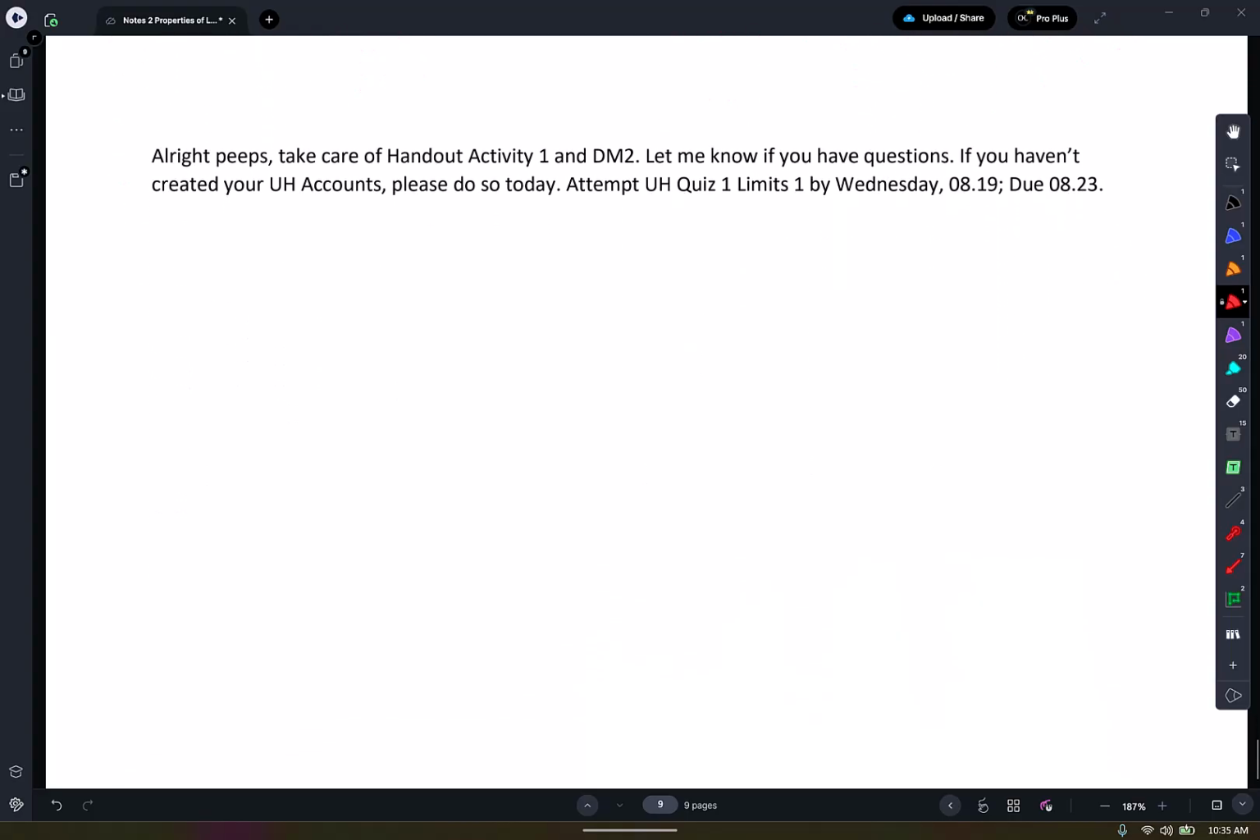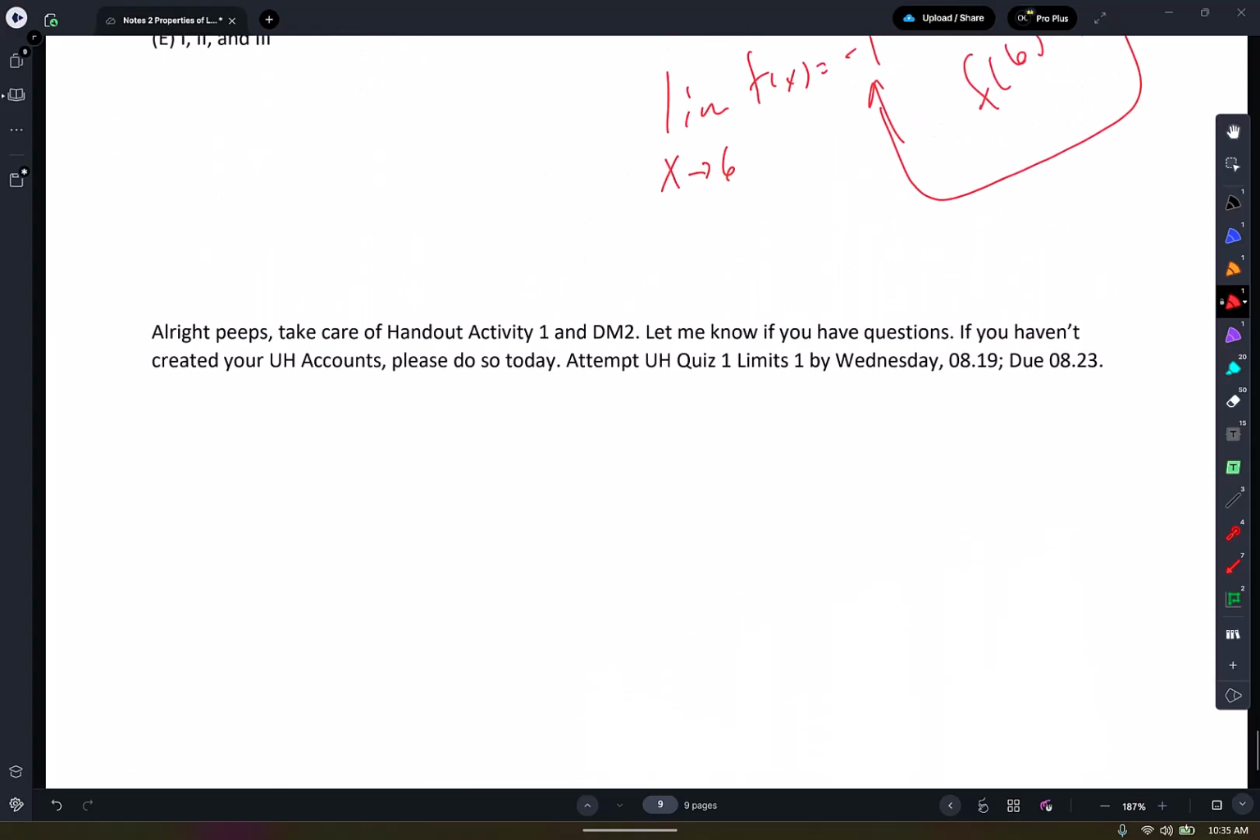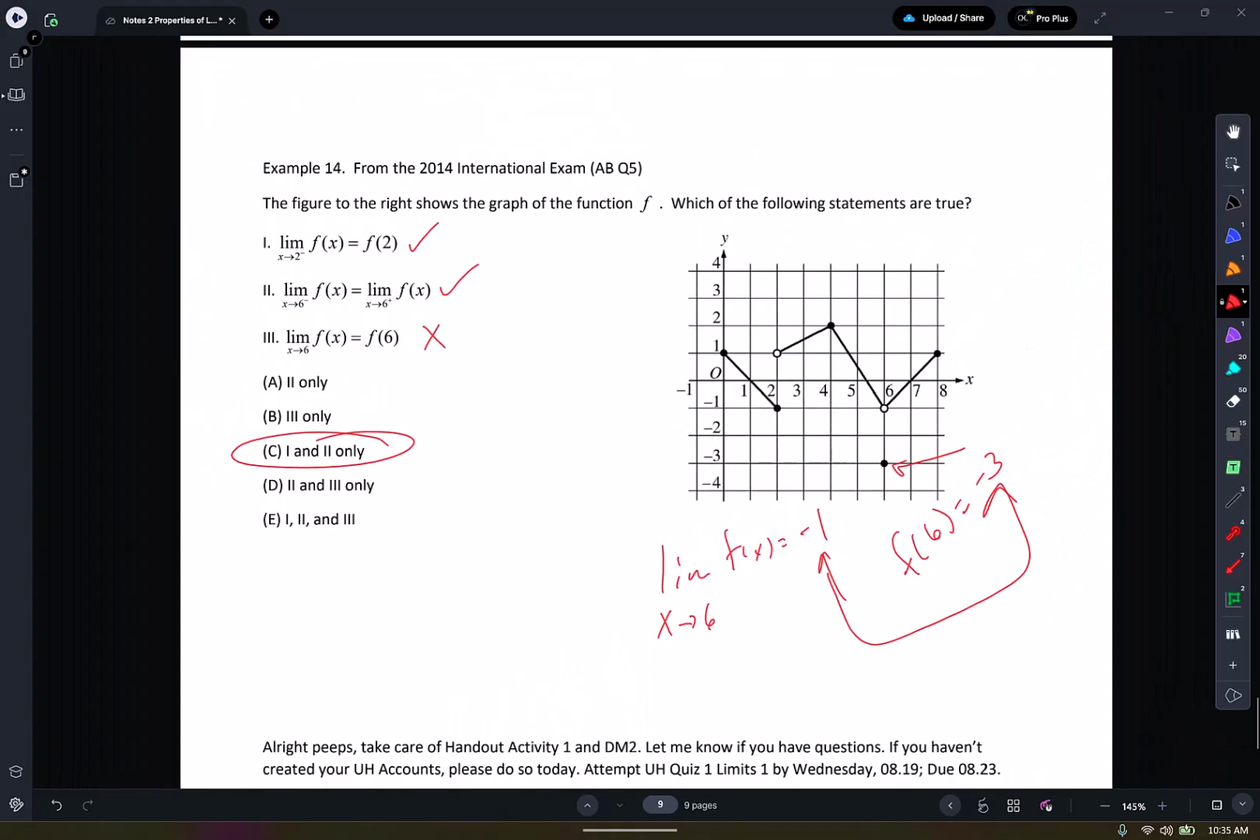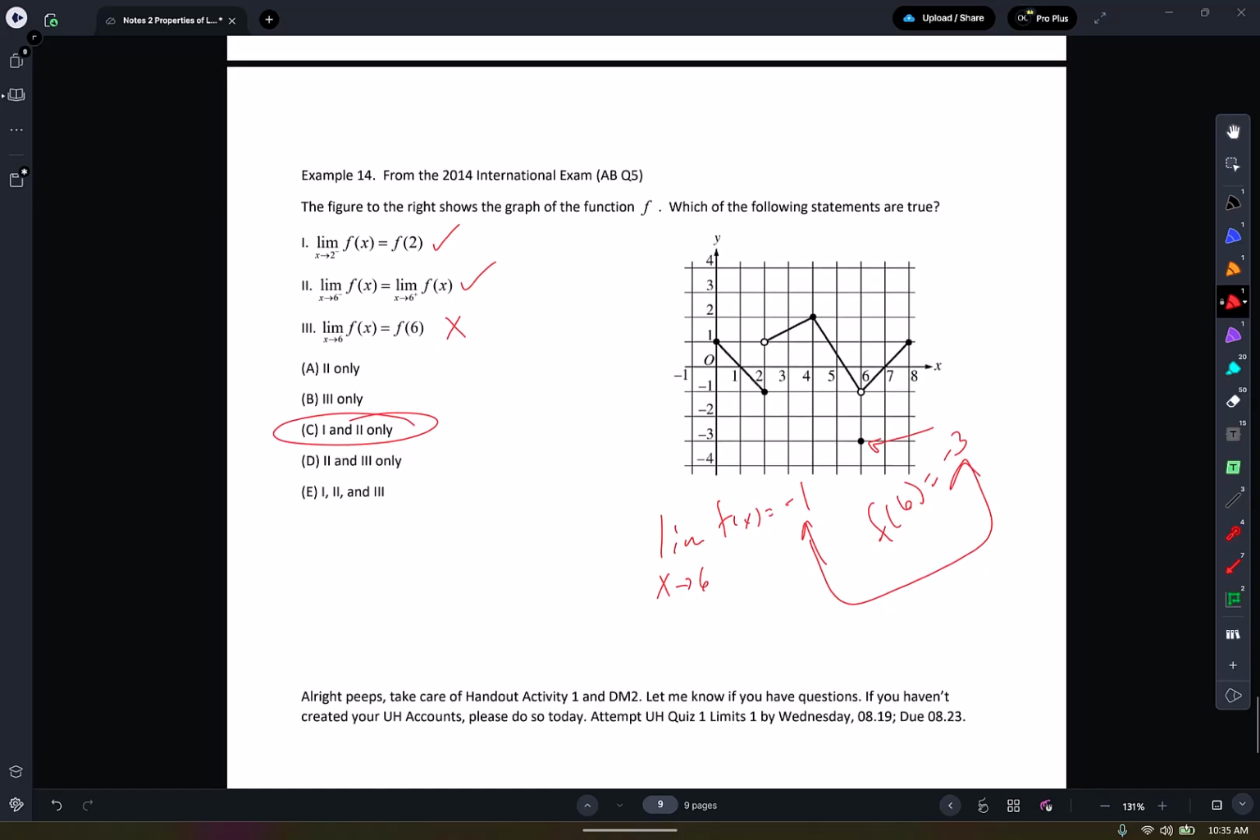All right, there it is, guys. We got our first notes. So here it is. Is it okay if I zoom out? So let's see what it says here. Take care of handout activity 1. So I'm going to give you that right now. So do this one first, guys. I haven't released the DM2. I'm about to in a little bit. Let me know if you have any questions.